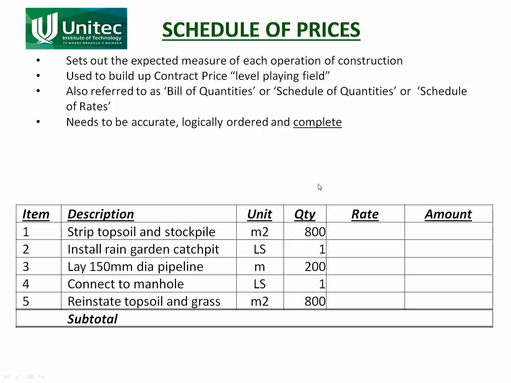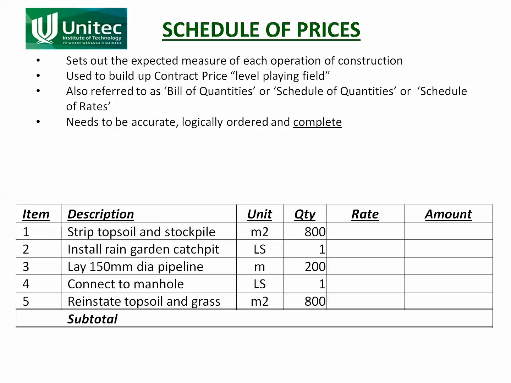So the idea of the schedule of prices is that it sets out the expected measure of each operation. It's a work breakdown structure of the whole project. It's used to build up the contract price. It's a level playing field. It tells the contractors this is what we want. So along with the specification and the drawings, it means that the tenderers are all pricing on exactly the same thing.